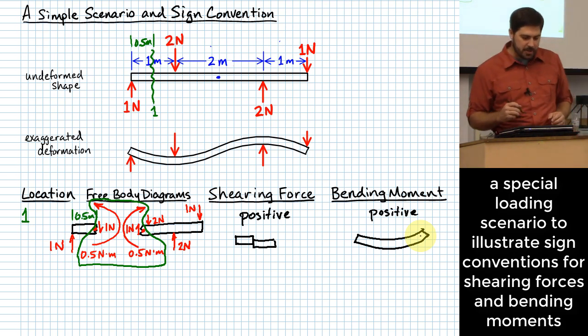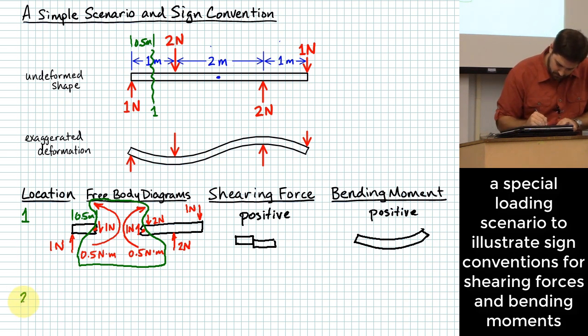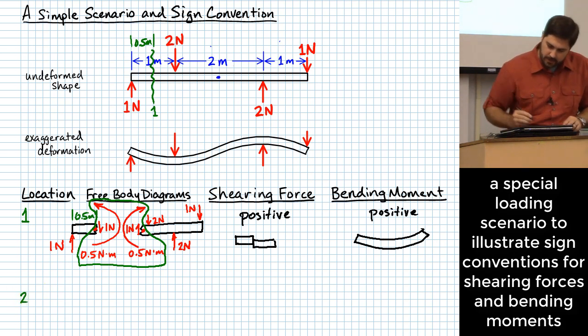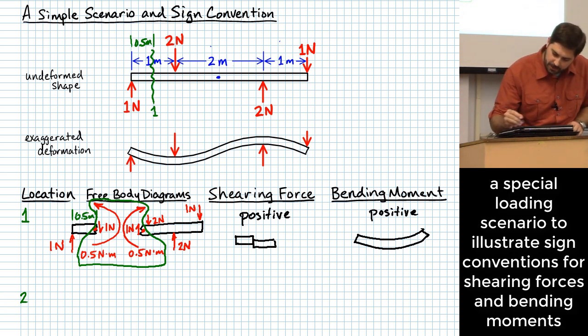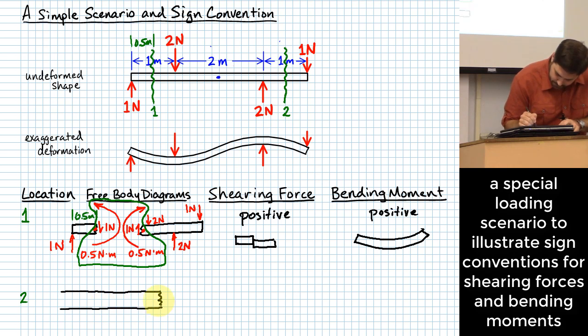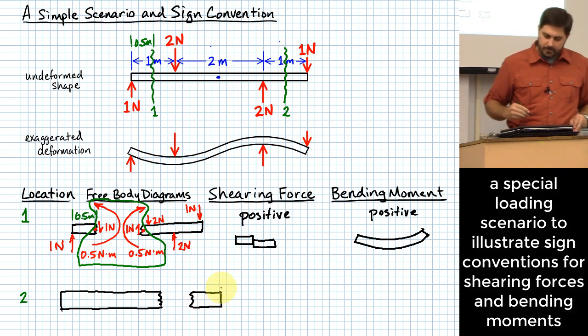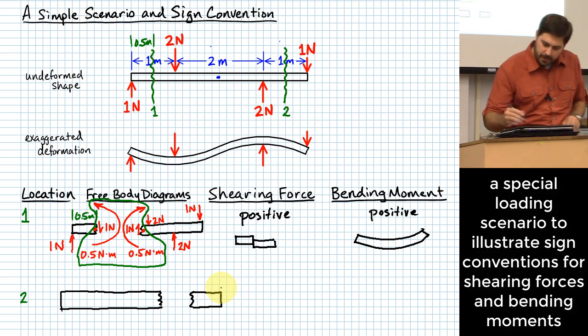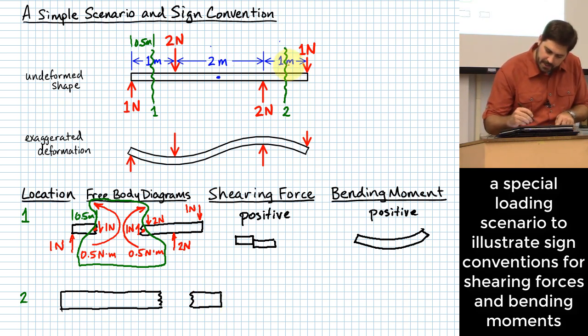All right, shall we do another location? What about location 2? I'll try to go a little quicker on this one. Let's take location 2 to be the same kind of spot, but over on the opposite end. And I'll do a couple of free body diagrams there. There's 1, and here's 2. The easy one for us to look at first is the piece that's on the right.